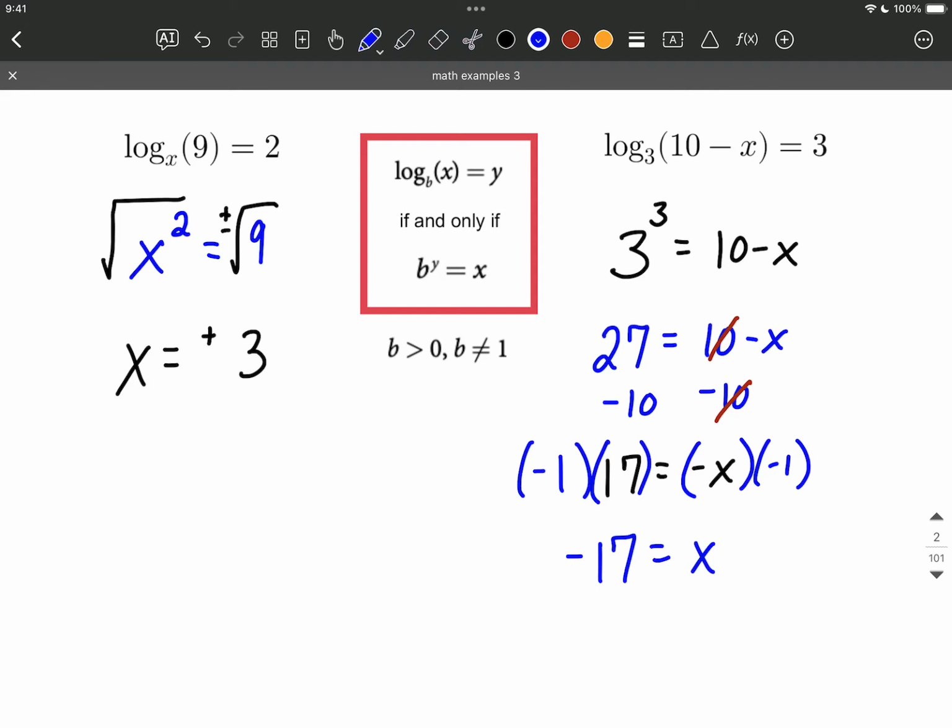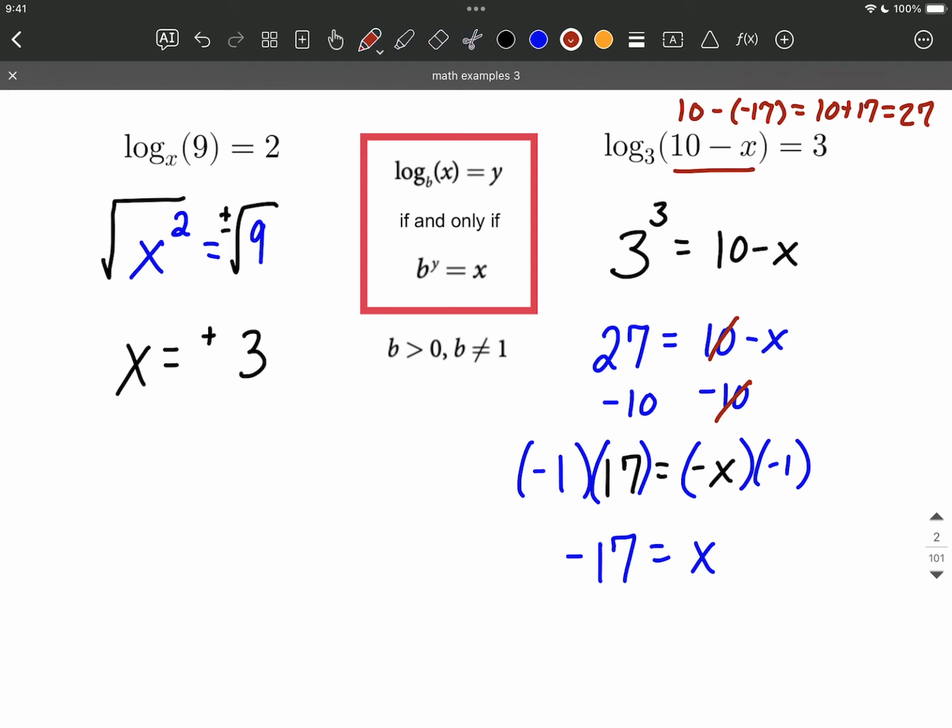The last thing we want to probably double check is if we plug this back in, will we have a positive on the inside of our log? Remember, you can't take a log of a negative overall number on the inside here. So if we do plug it back in, it's going to be 10 minus a negative 17, which works out to be 10 plus 17, which is a positive 27. And that's okay for everything on the inside here to be a positive value.